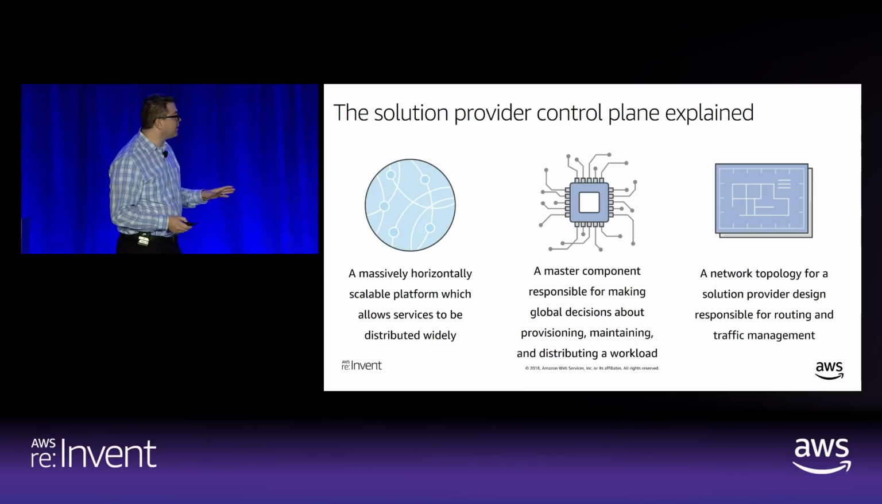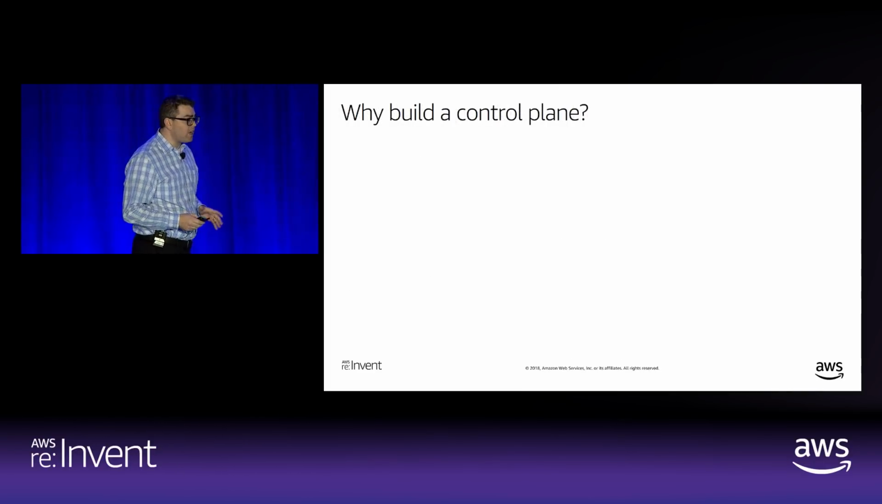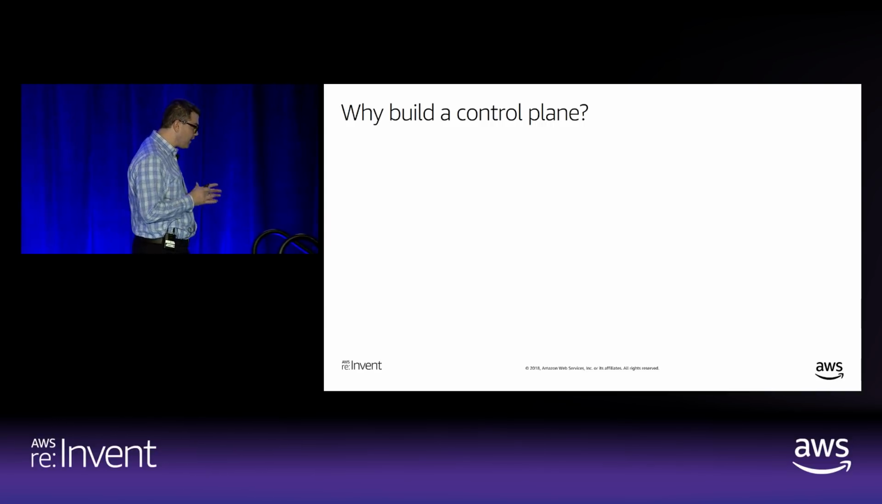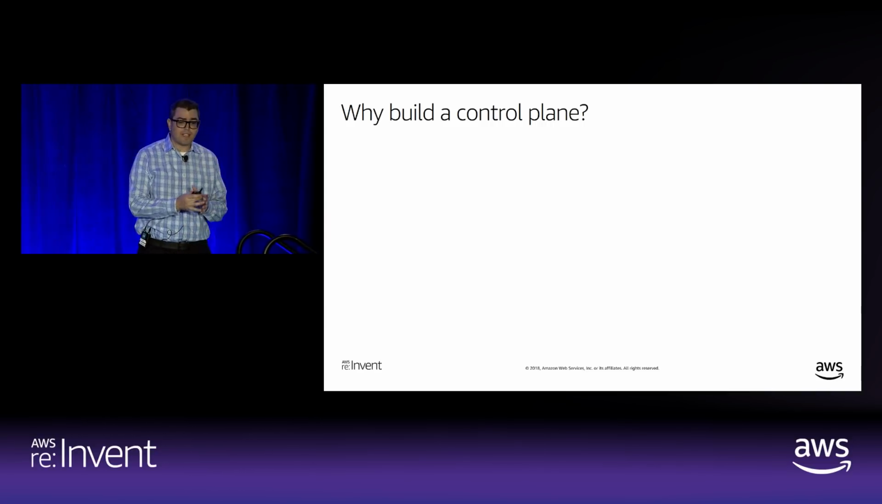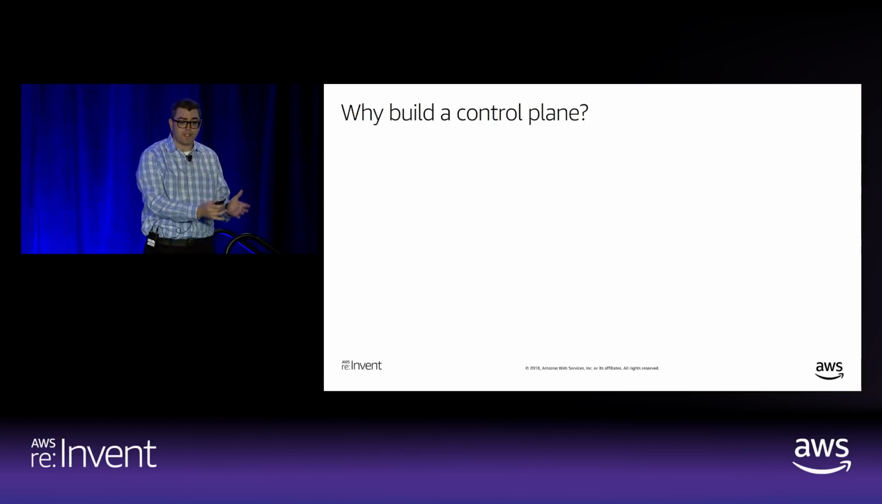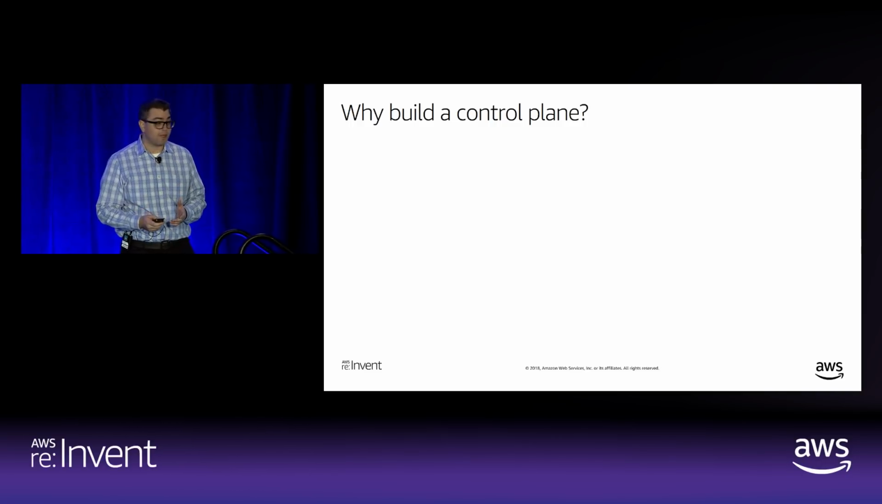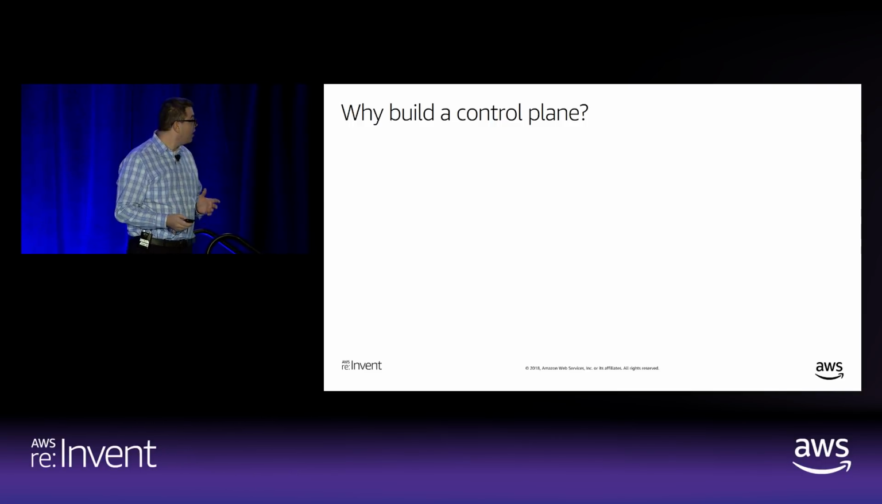And why is it the interesting thing? Why build a control plane? And I want to start by talking about some of the things that we hear from customers. Because as the SaaS Factory team, we work with ISVs, independent software vendors. These are technology companies that integrate or build SaaS solutions on AWS.